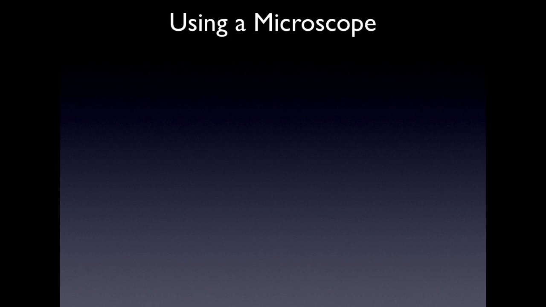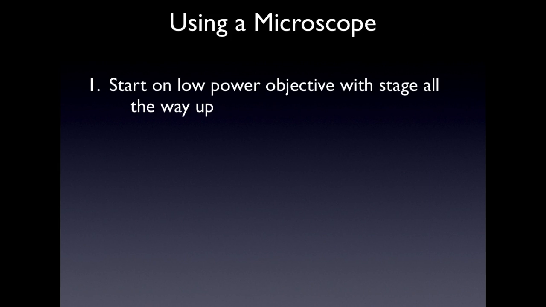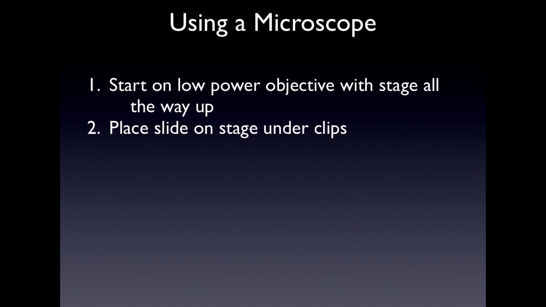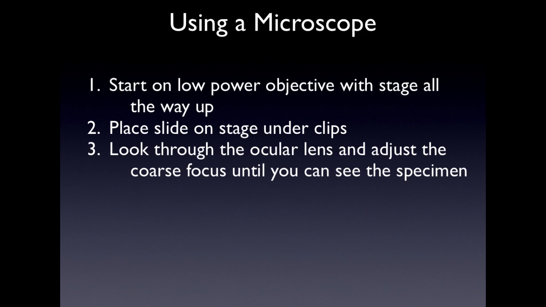When using a microscope, you're going to start on low power with the stage all the way up. You need to have your specimen and put it on the stage. Make sure that it's secured under the stage clips. You're going to look through the ocular lens and adjust the coarse focus until you're able to see the specimen that you're looking at. The thing you have to remember is that on low power, the object you're looking at may still be fairly small.